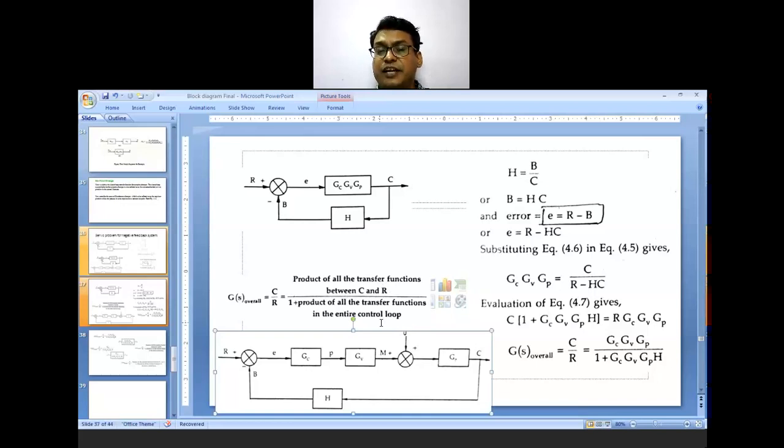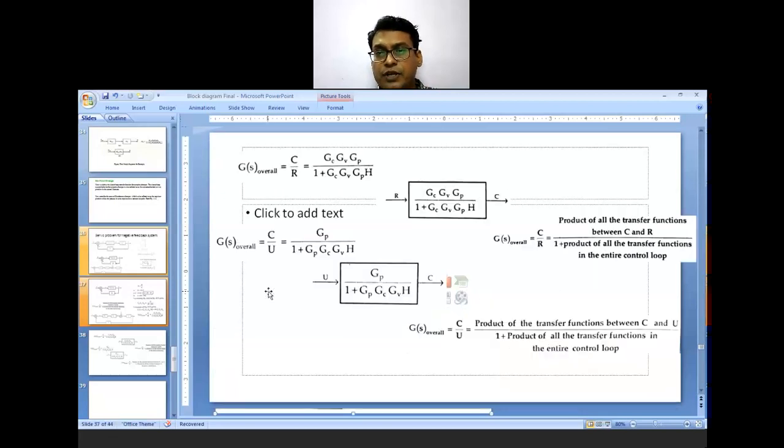This is GC, GV and GP, the product of all transfer functions in the numerator, and in the denominator 1 plus the product of all transfer functions in the entire control loop, that is incorporating the H also. So that is 1 plus GC, GV, GP into H. This is the generalized statement for the servo mechanism problem with the negative feedback system: the product of all transfer functions between C and R upon 1 plus the product of all transfer functions in the entire control loop.